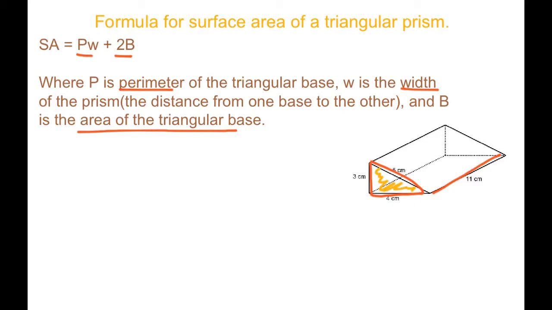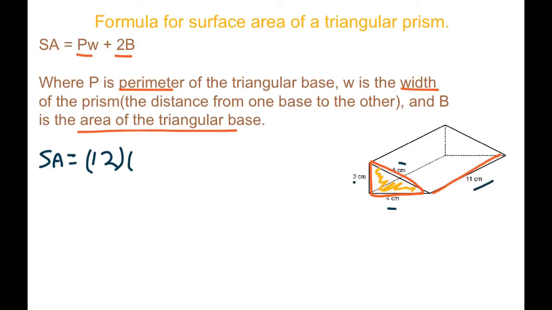All right, so that's what we're looking at here. So let's see if we can use this. Surface area equals, all right, P, capital P, perimeter. So the distances are 3, 4, and 5. So perimeter just means the distance around. Add up those sides. 3 plus 4 plus 5 is 12 times W.